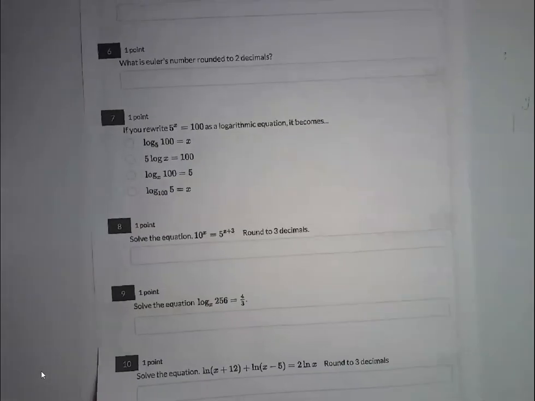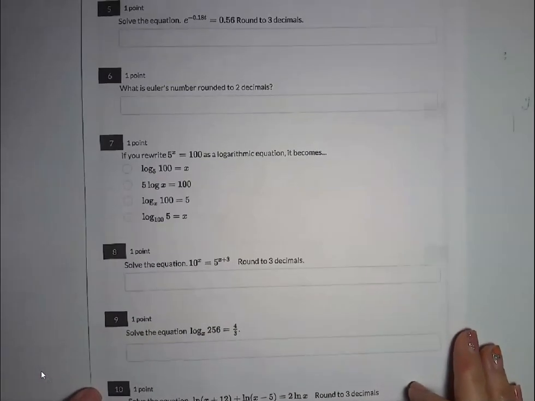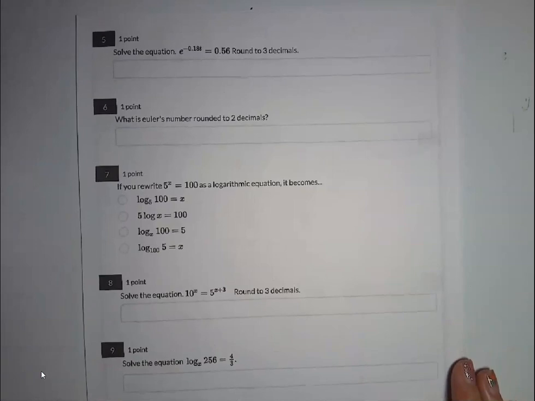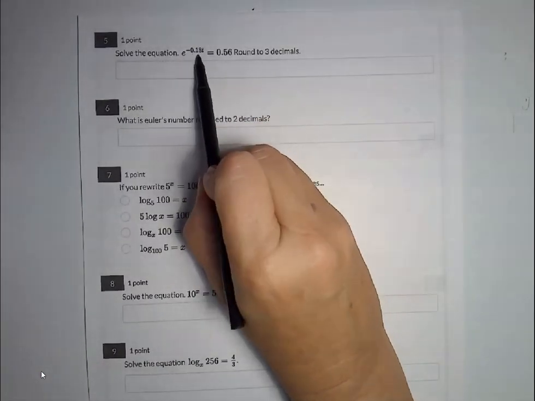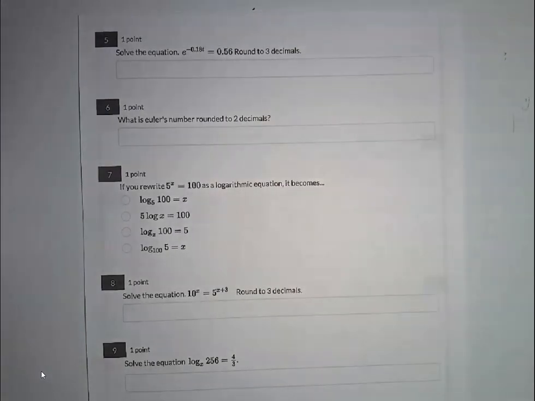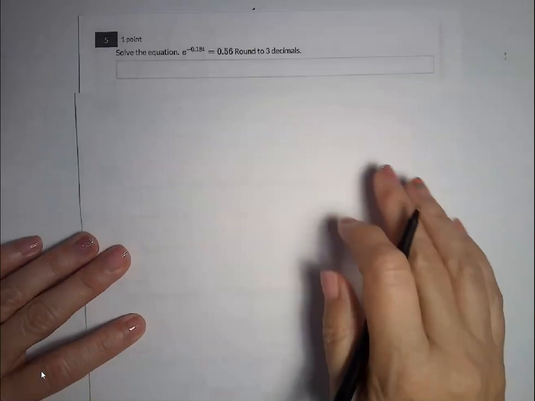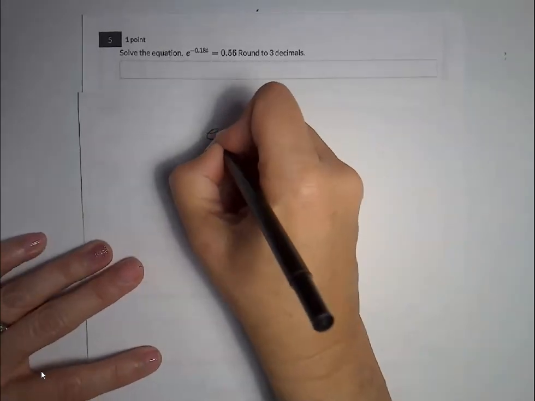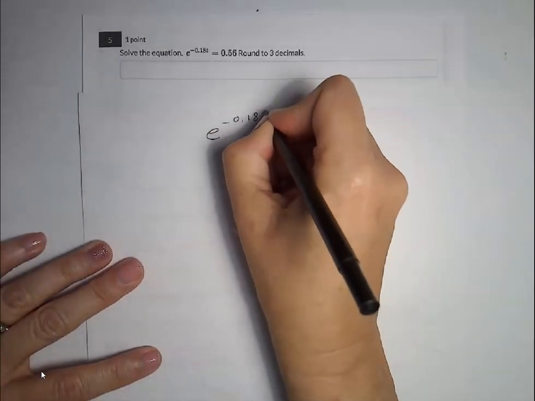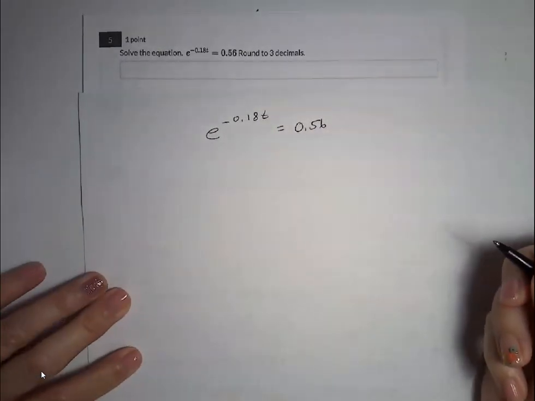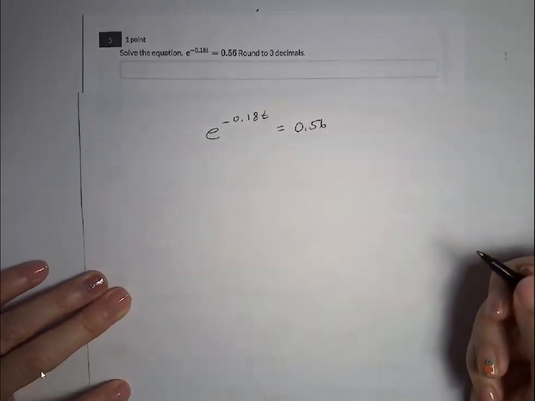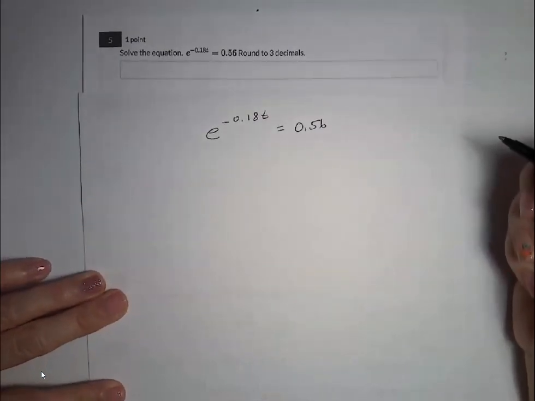Let's do the next one. Number 5. Solve the equation e raised to the negative 0.18t is equal to 0.56. Now, e is Euler's number. It is a number. It's not a variable. So you can rewrite this as a log, and this should make this a pretty straightforward, easy problem.